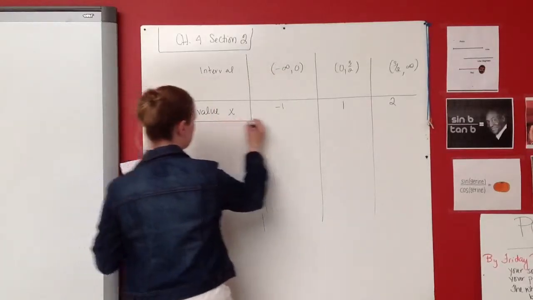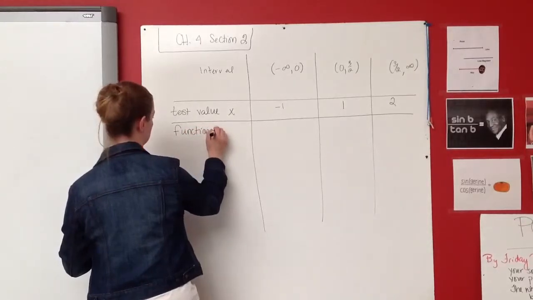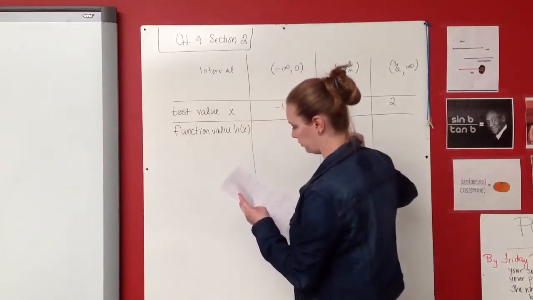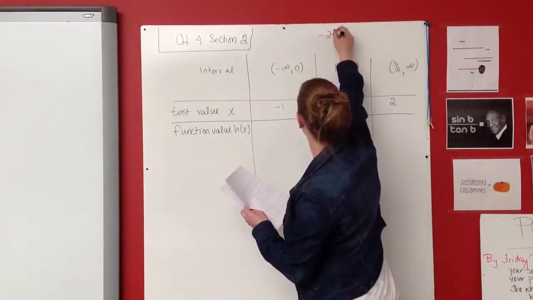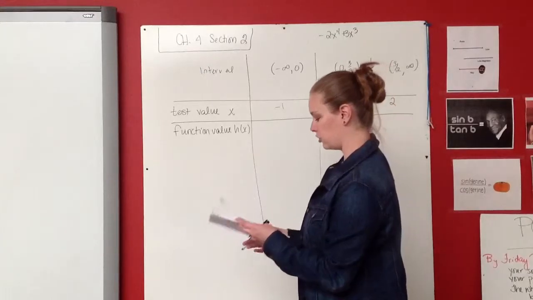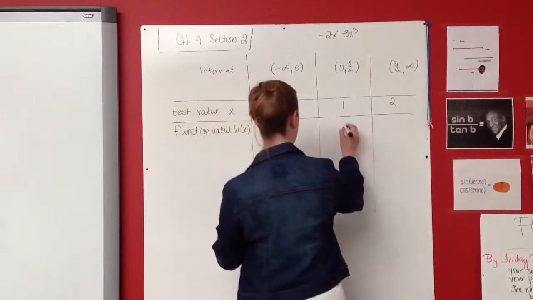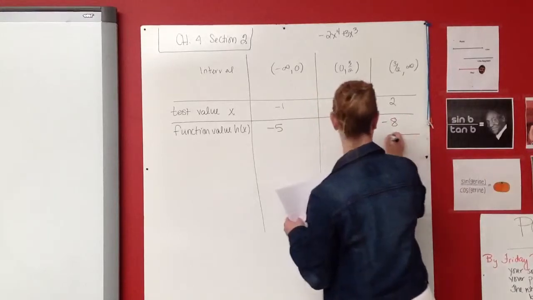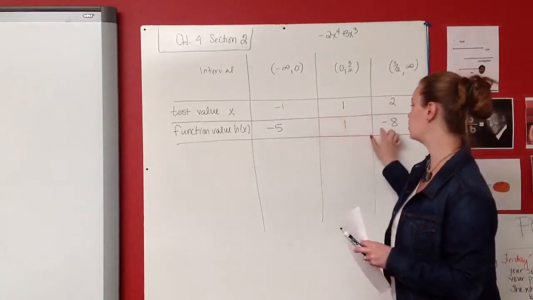The next step is then to plug those numbers into the function and find the function value. So if you were to plug -1 into our function, gosh, at this point, I've forgotten what the function is. -2x to the 4th plus 3x cubed. So if you plug -1 into the function, your h of x is going to be equal to -5. Your 1 will be equal to 1. And your 2 will be equal to -8. Okay? If you choose different values for each one of these intervals, these values will be different as well.